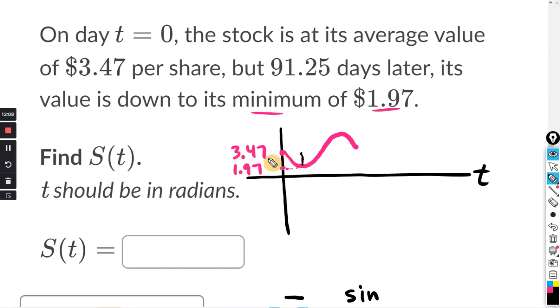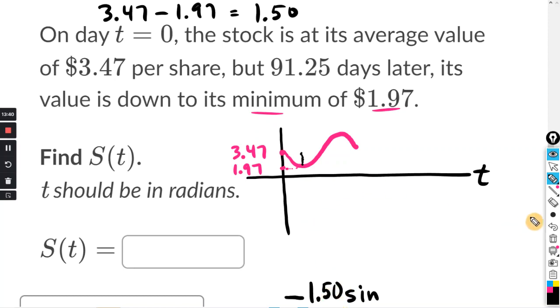So 3.47 minus $1.97. That is going to be 1.50, if I'm not mistaken. Yes, that's going to be $1.50. So that is your amplitude, 1.50. You can put 1.5 or 1.50, either one. All right, let's find the period now.